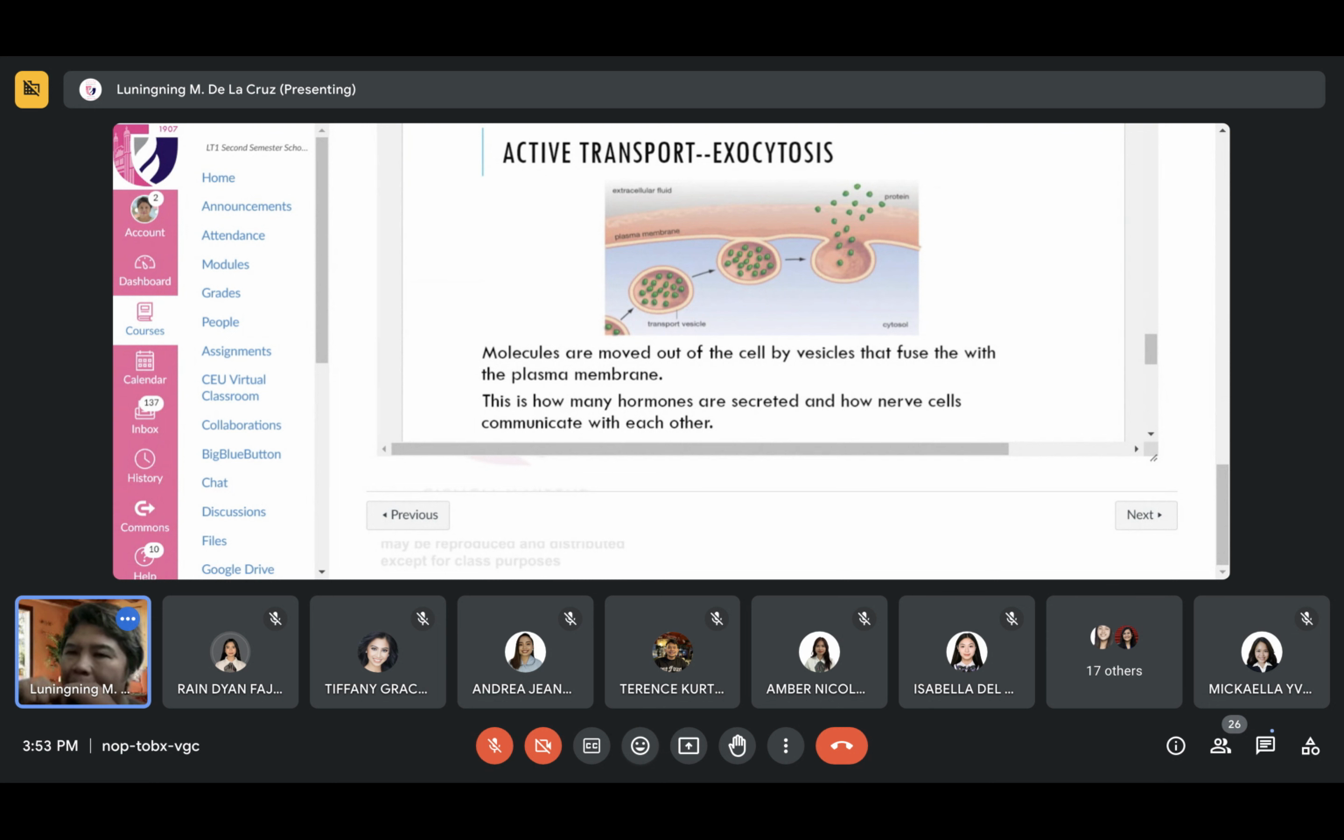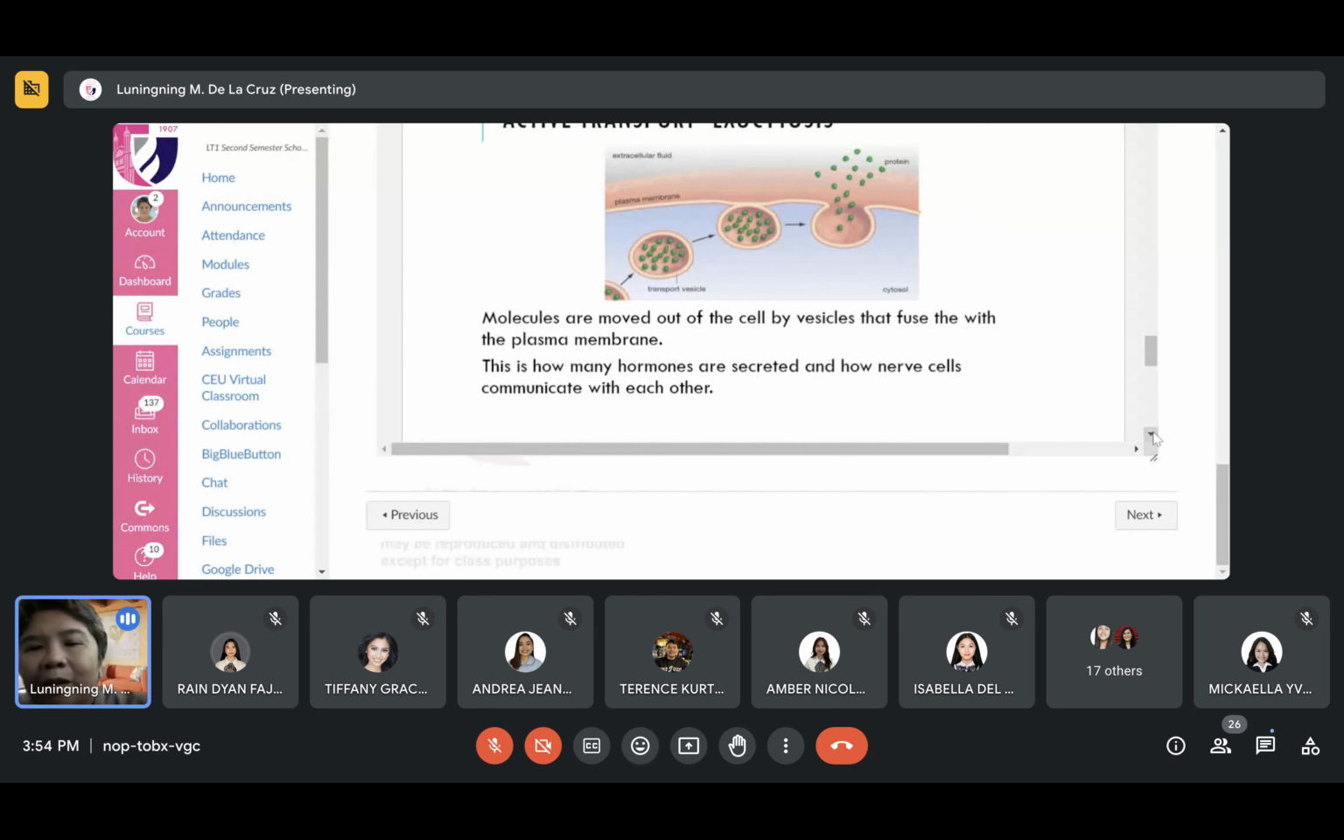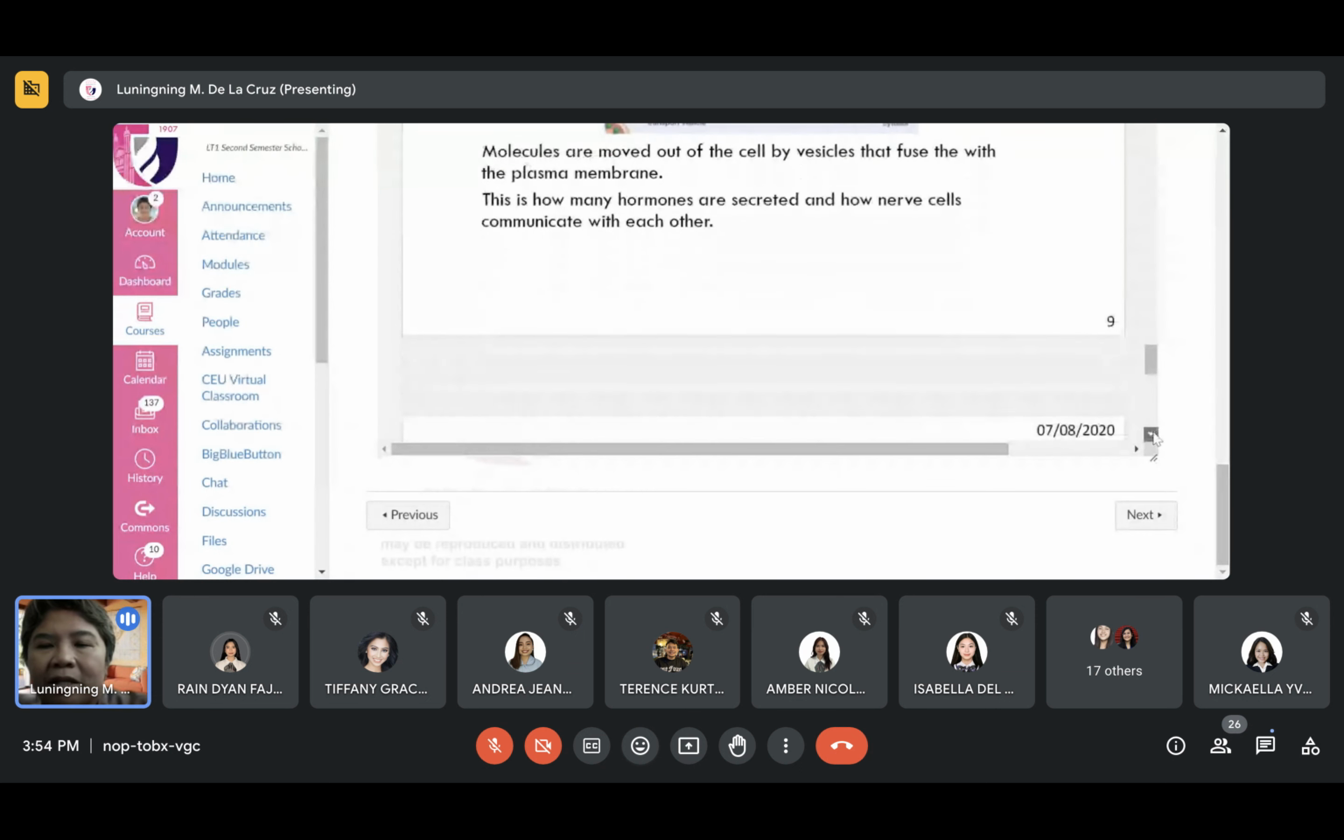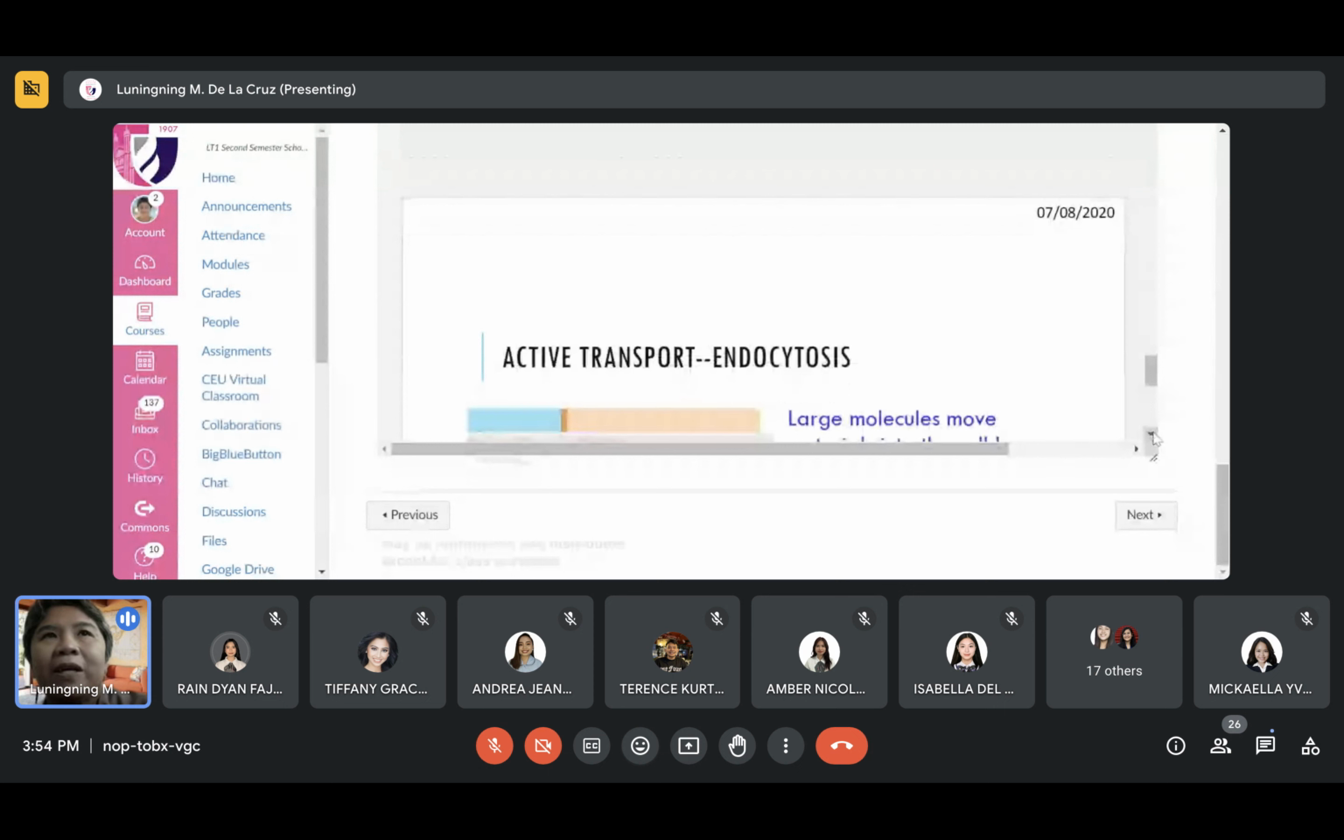Okay, so this is the one that carries the neurotransmitter for our nerve cell. Then it will open up and release the neurotransmitter. Then this one will accept the neurotransmitter and then pass it on to the next nerve cell. It happens even if there is a gap between the two nerve cells.